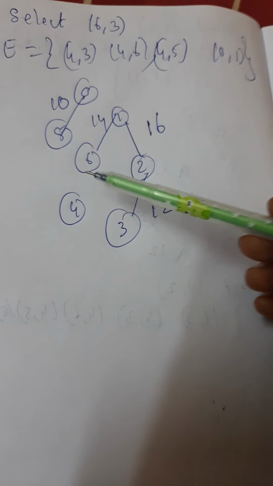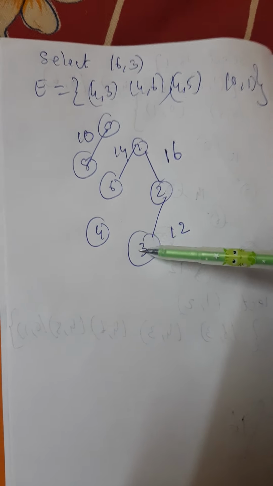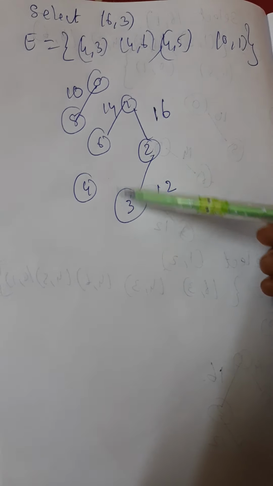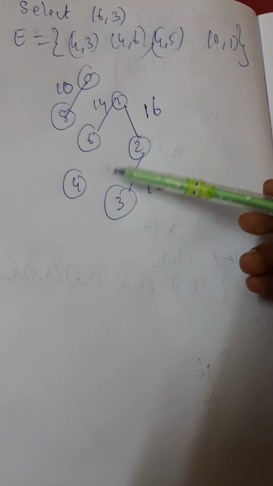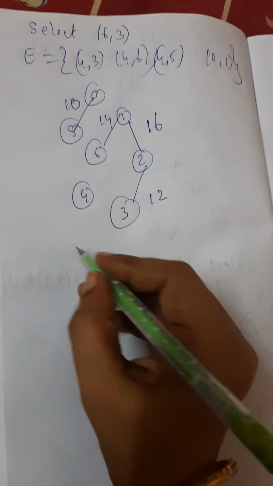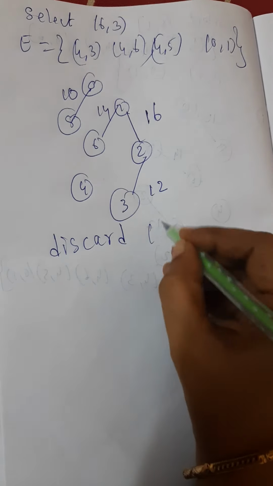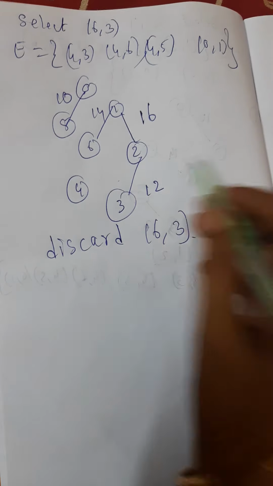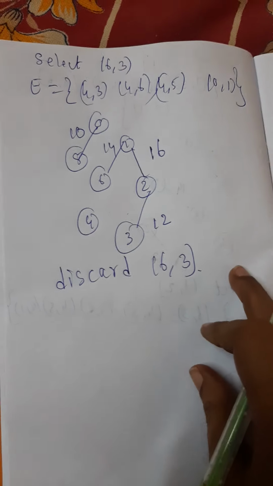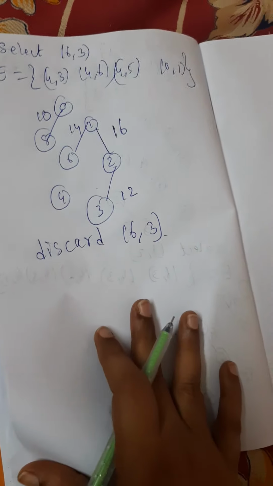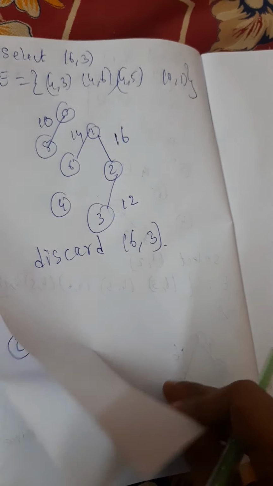Now which is the thing I have to add now? 6 3. If I add 6 3, what will happen? It will form a cycle. So we should not consider this. So we are not adding it now. What we are doing? We are discarding 6 3. Now 6 3 is not added to the tree.